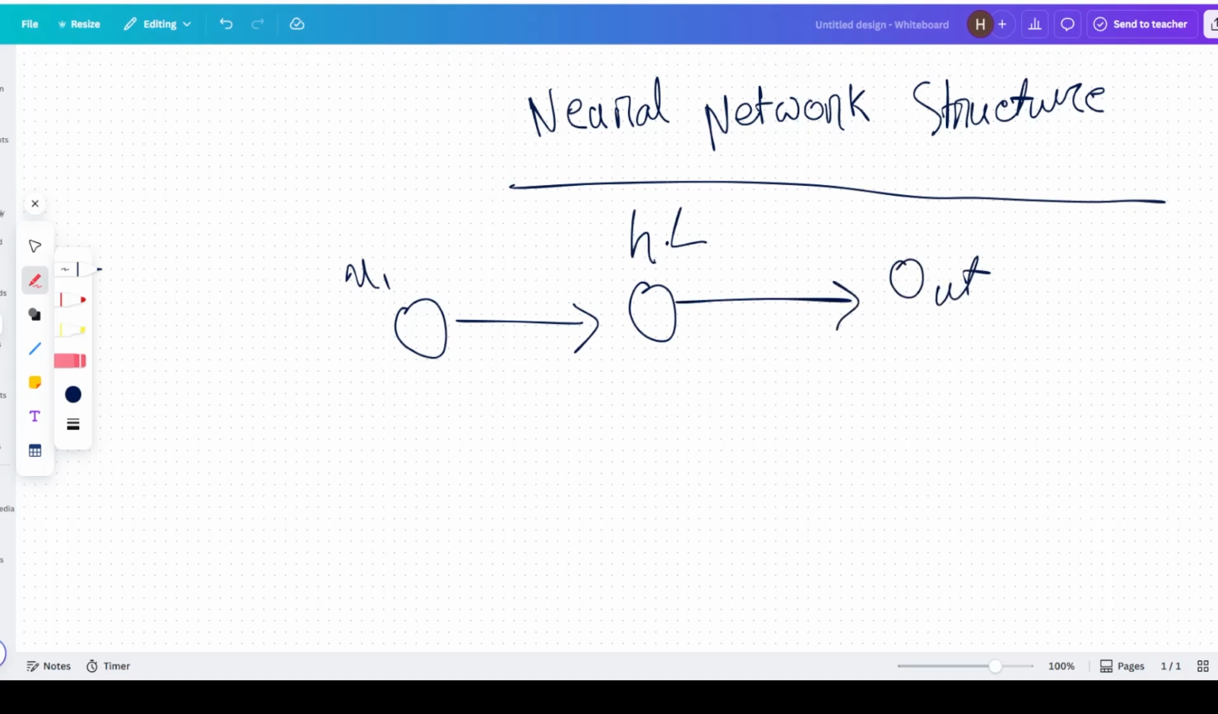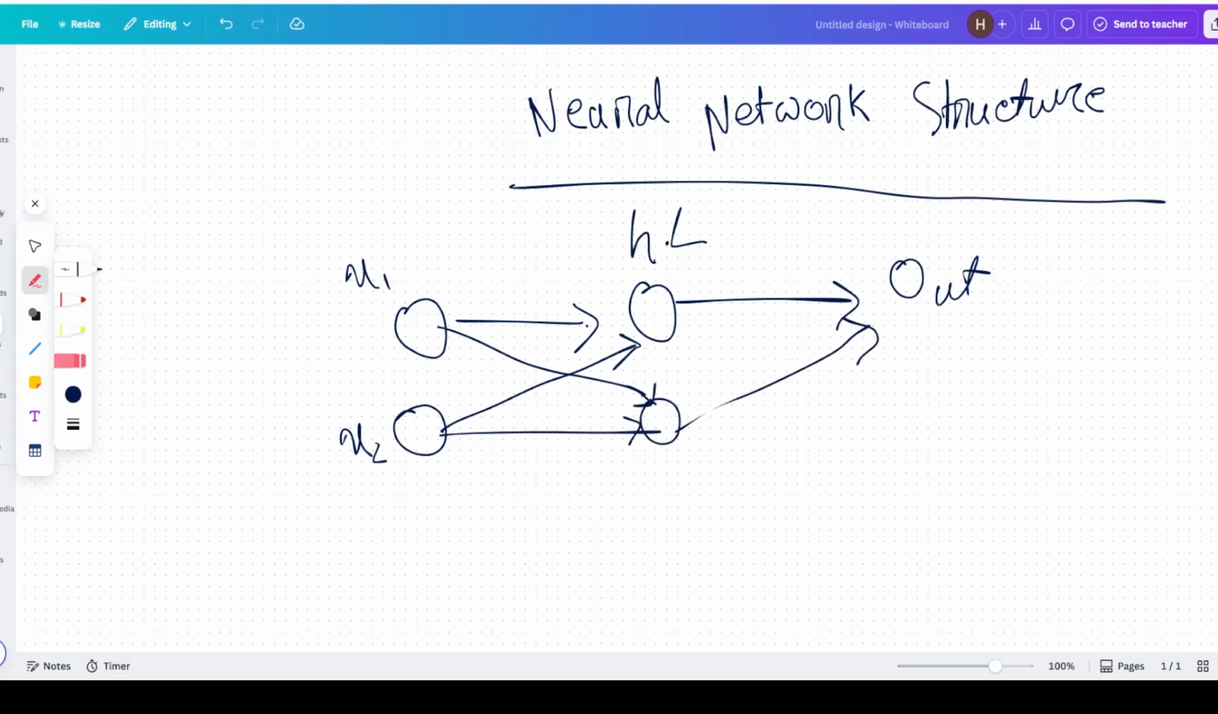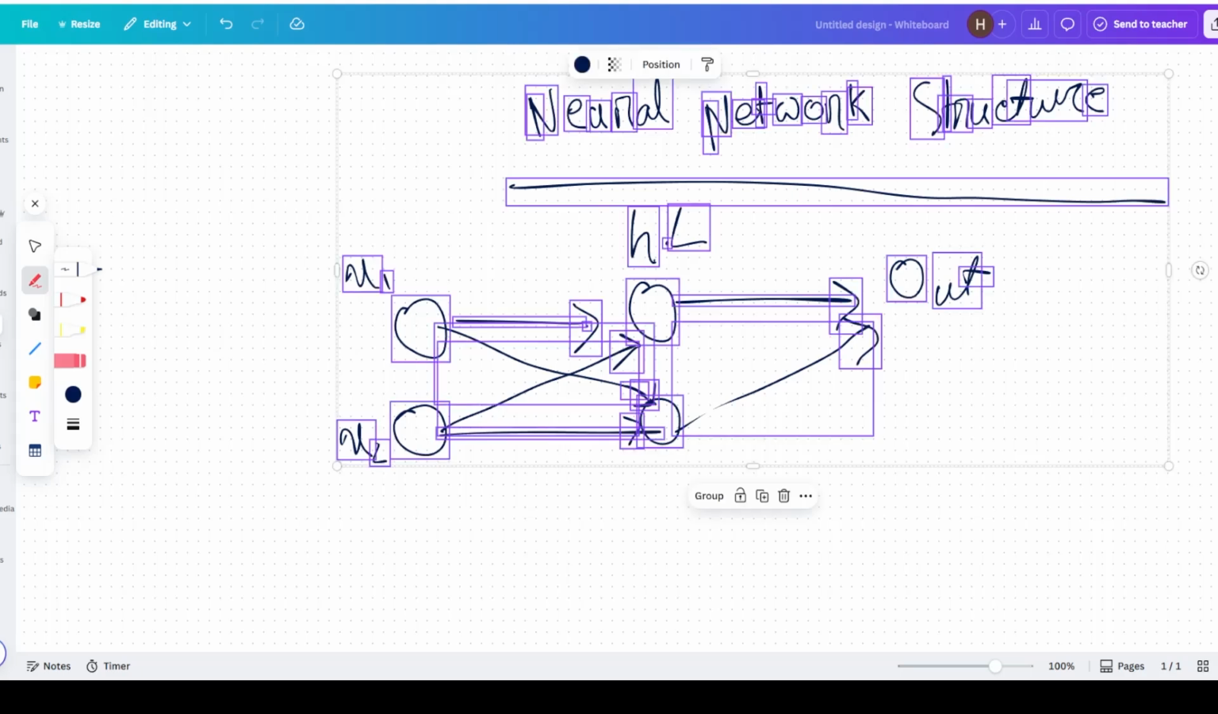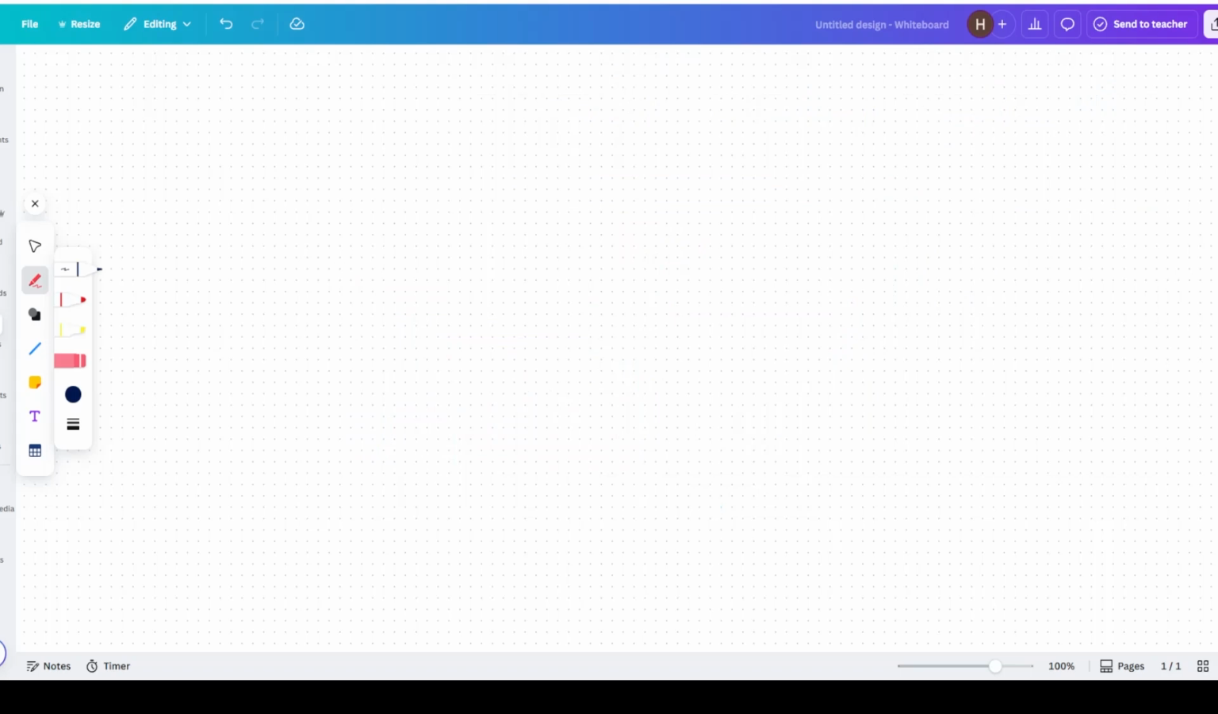And then again, if we add another input here, let's say this is our x2, and again this one, and this one too, and then this one will be our output. So what we are going to see now is the feed forward structure.